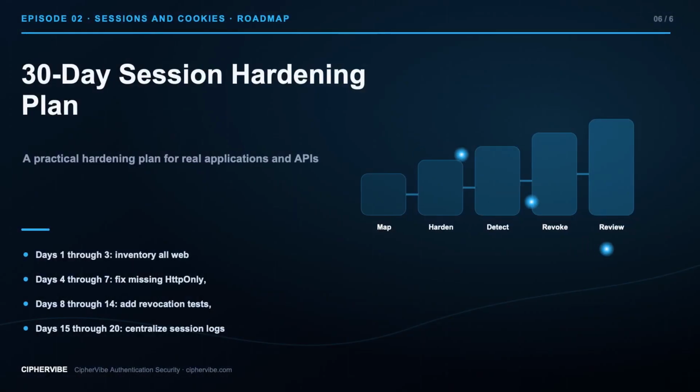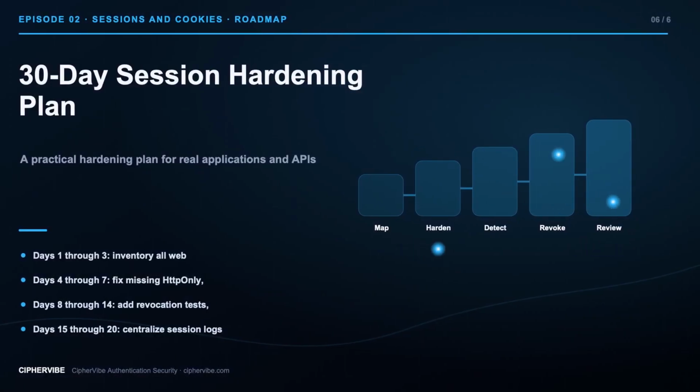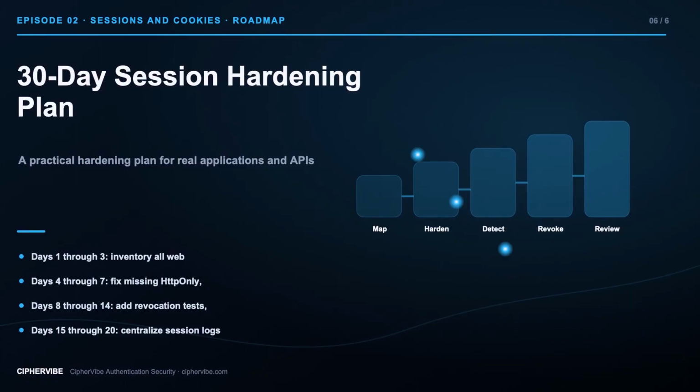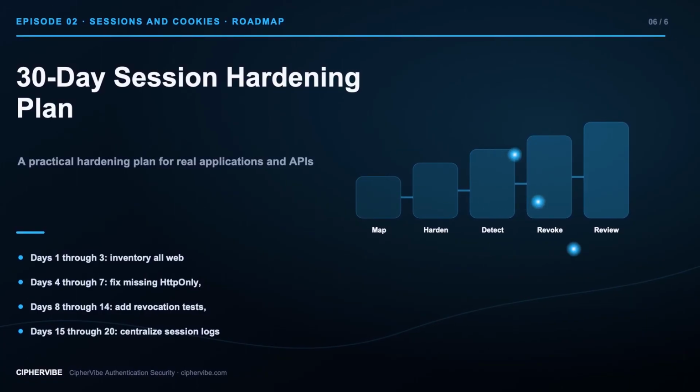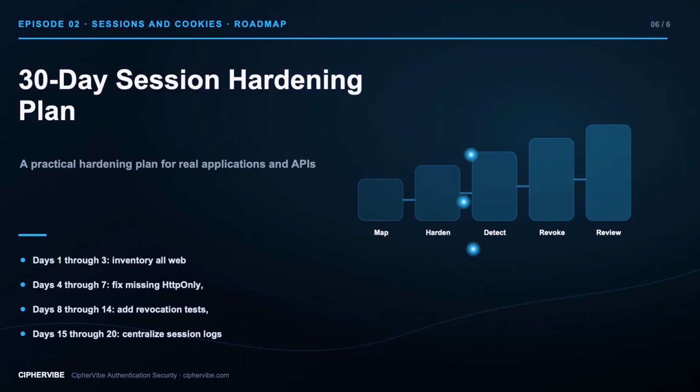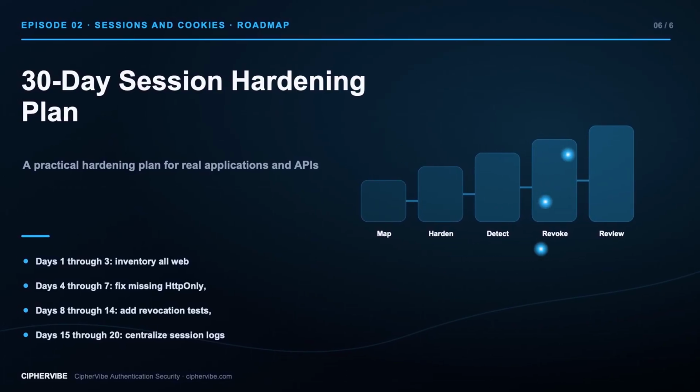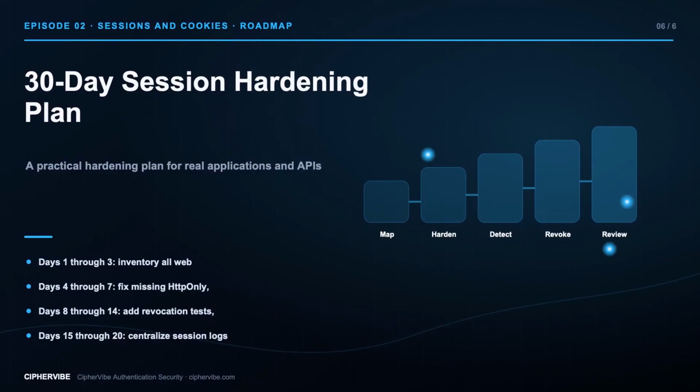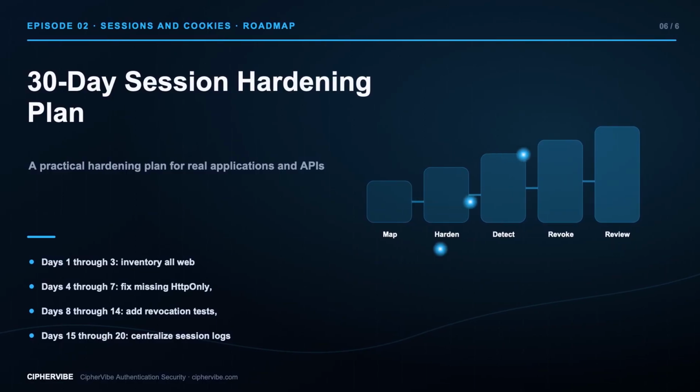Turn this episode into a practical hardening plan. Start with inventory. Write down every place this authentication pattern appears, who owns it, what data it can reach, where credentials are stored, how it is revoked, and which logs prove normal or suspicious use. Then reduce the biggest exposure first.